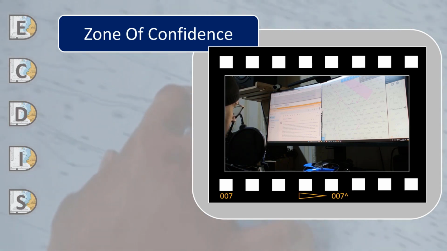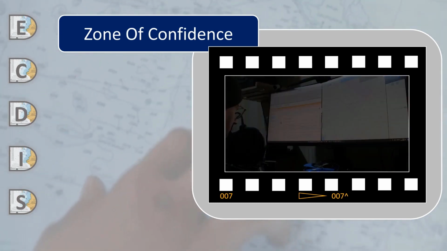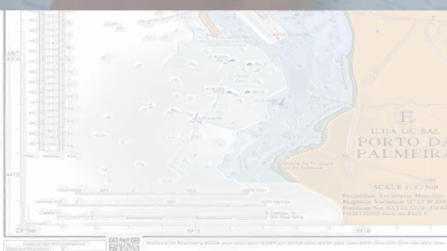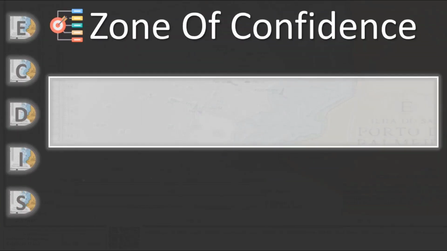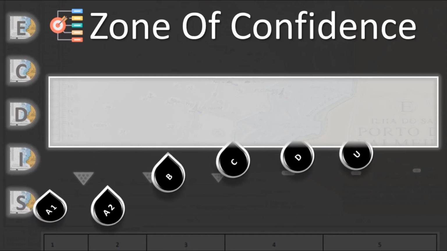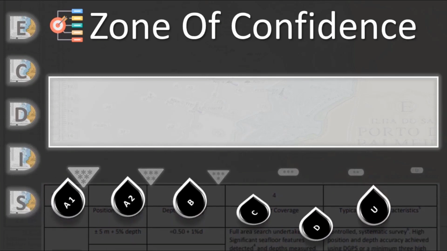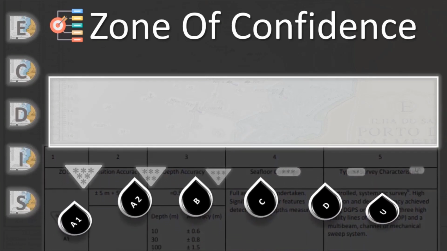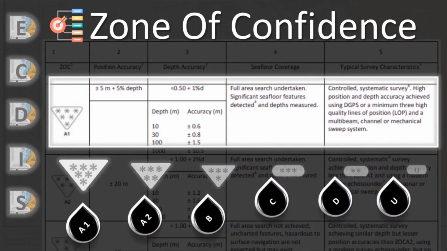Let's have a look at the characteristics of each ZOC category demonstrated in the table below. Zone of confidence A1 is the highest and has 6 asterisks, and the plotted objects on the ENC have position accuracy plus minus 5 meters plus 5% of the sea depth. At the same time, charted depth has an accuracy of 0.50 meter plus 1% of the sea depth.